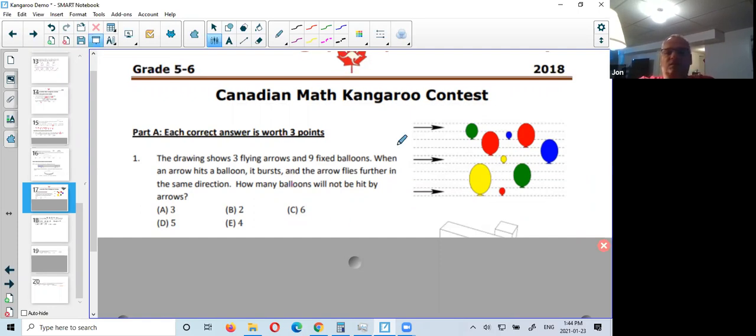Which balloons won't get hit? Two? You think there's 2 balloons that won't get hit? There will be 6 balloons that won't get hit. Everyone's all over the place, right? I don't think it's 2, and I don't think it's 6. Three balloons will not get hit. Okay, let's look at the first arrow and cross off the balloons that the first arrow hits.